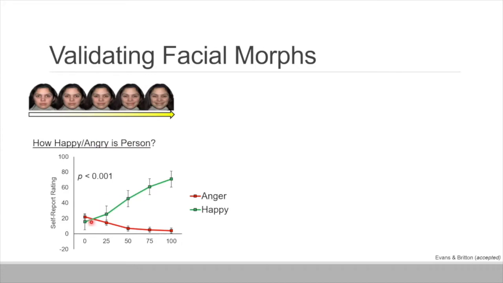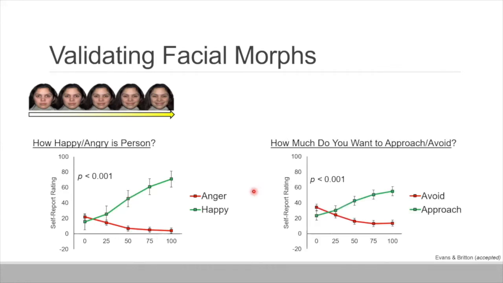And you can see here the green line represents how happy they think the face is, the red line indicates how angry they think it is, and there's this nice parametric modulation where folks are able to detect pretty reliably and pretty accurately that the happiness is increasing, but you really don't see anything, or even decreasing anger. We also asked individuals how much they want to approach and avoid these faces, just to make sure it was also modulating motivation, which is what we were really interested in.